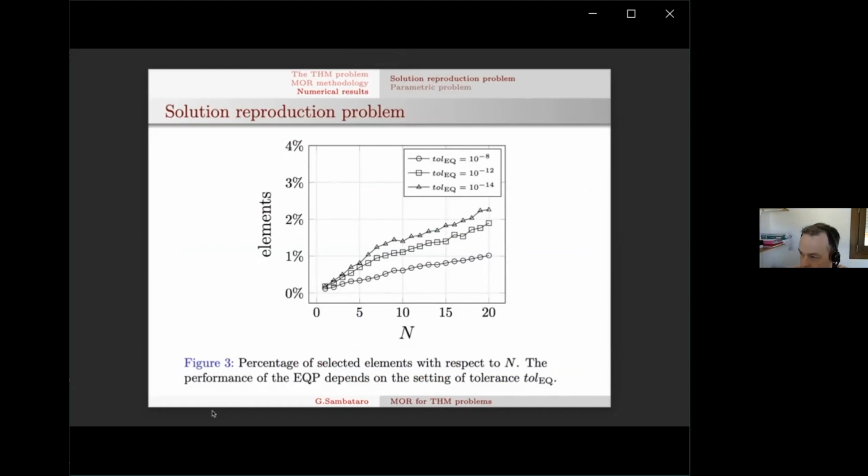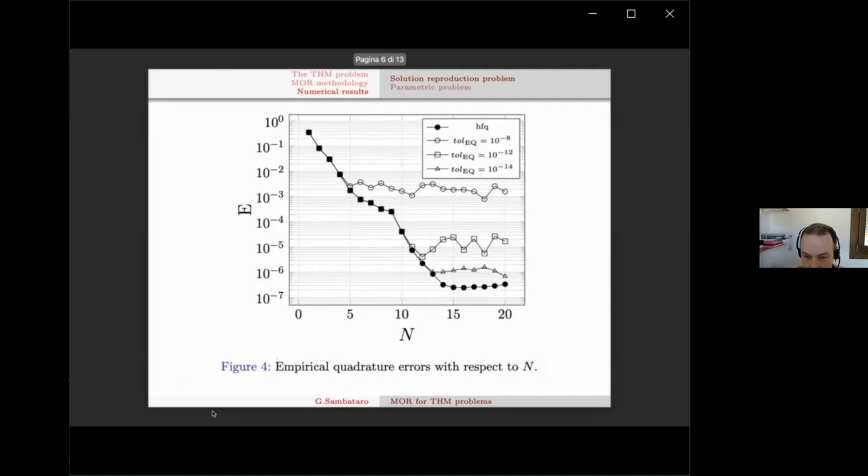The performance of the developed reduced order model with empirical quadrature is first of all validated in a solution reproduction case. Here, the percentage of selected grid elements is shown for different choices of an empirical quadrature tolerance. Also, the decrease of the error is depicted for the same tolerance values with respect to increasing dimensions of the approximation space.